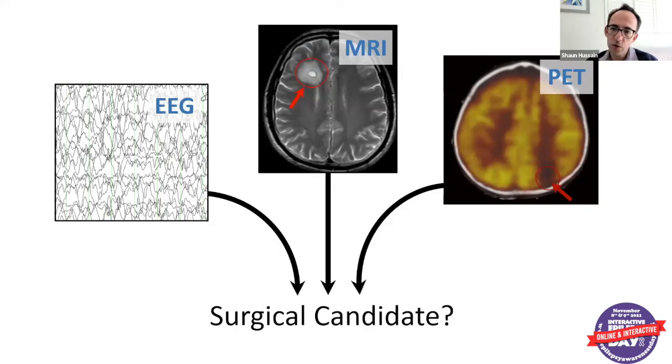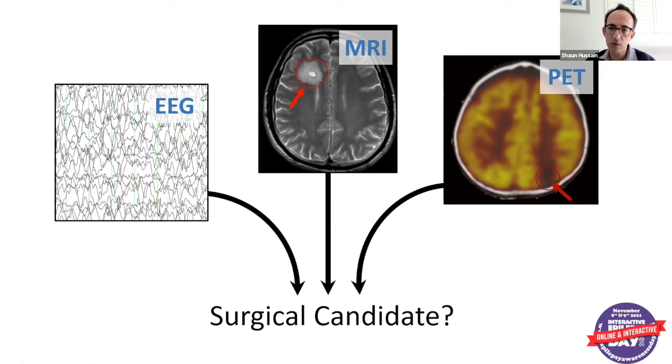And in general, who is a good surgical candidate? There are other lectures today dealing with this, but briefly, when the EEG identifies a particular part of the brain that is dysfunctional, when an MRI shows a structural abnormality in that same place, and when a PET scan shows an area of brain that's not using glucose, not using sugar, in the same way compared to the rest of the brain, when those three things match up, those are the patients who tend to be good surgical candidates.